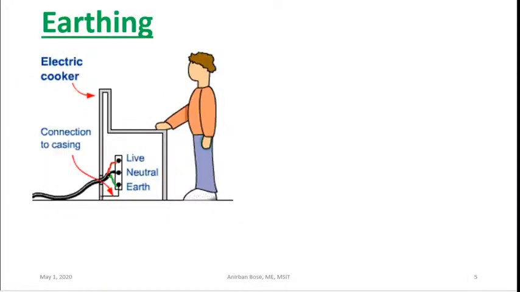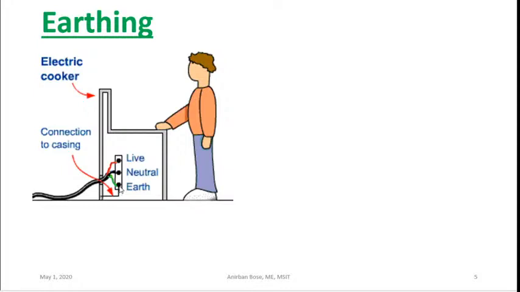Now let us see what is actually earthing and what is the importance of earthing. Let us consider this is one of the electrical equipment, say an electric cooker, and you see the live lines. Here you can see one phase line, one neutral line and one earthing line has come.